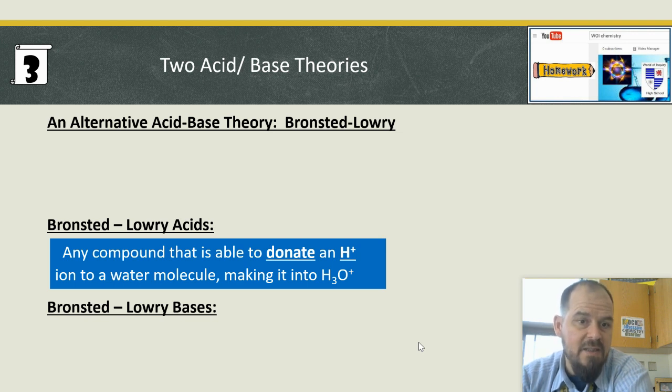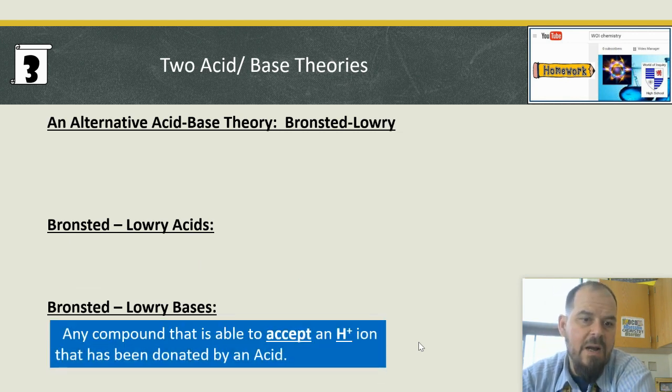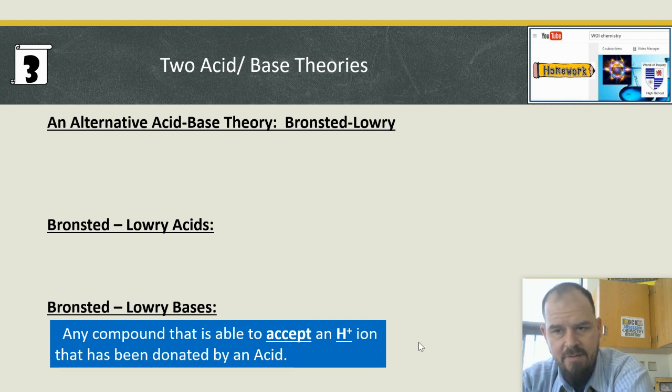Okay, a Bronsted-Lowry acid is any compound that's able to donate an H plus ion to a water molecule, making it H3O plus. So that definition is fairly similar to the Arrhenius theory, but the base is definitely different. Now we're going to say a base is any compound that is able to accept an H plus ion that has been donated by an acid. And you'll find that that's why the acids and bases go together.